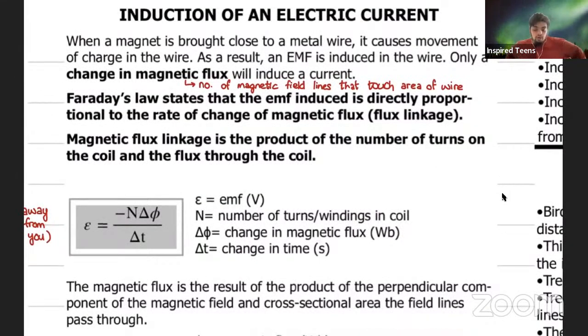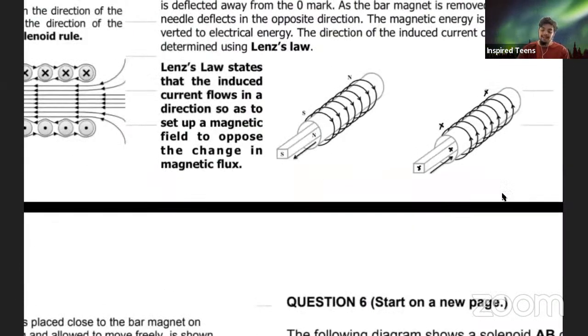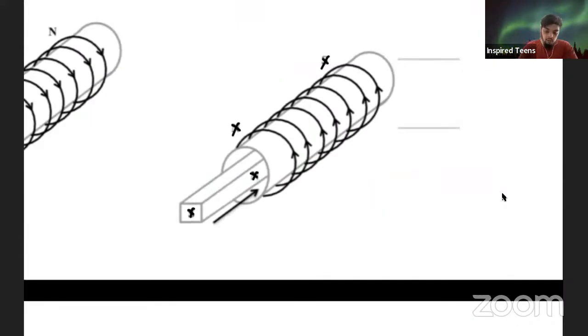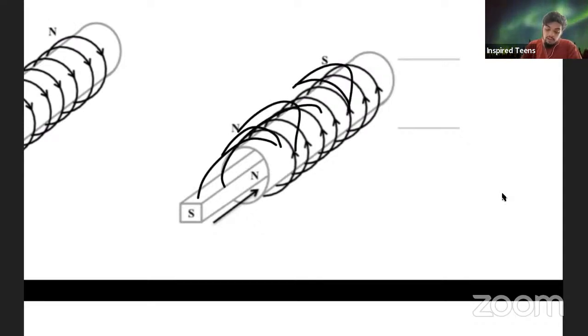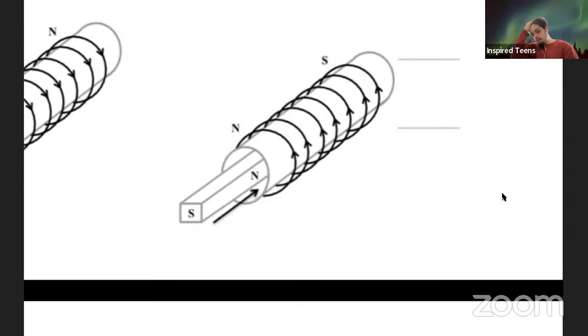It says, when a magnet is brought close to a metal wire, it causes movement of charge in the wire. As a result, an EMF is induced. Now we need to talk about how only a change in magnetic flux creates a current. So basically, if we have a magnet just like this, now that we understand what magnetic flux linkage is, you can imagine that this magnet is already halfway through the solenoid. There are so many magnetic field lines from this magnet touching the wire, so many touching the cross-sectional area of this conductor. So clearly there is magnetic flux, right?